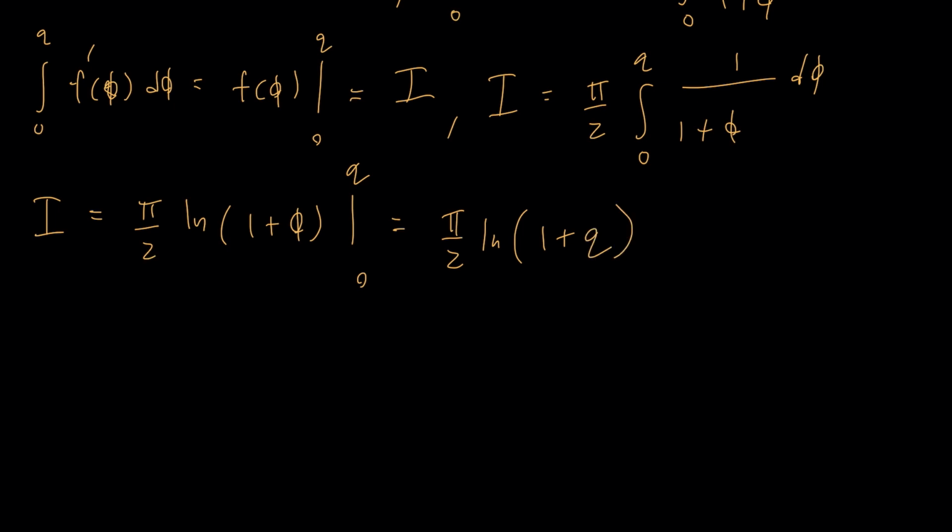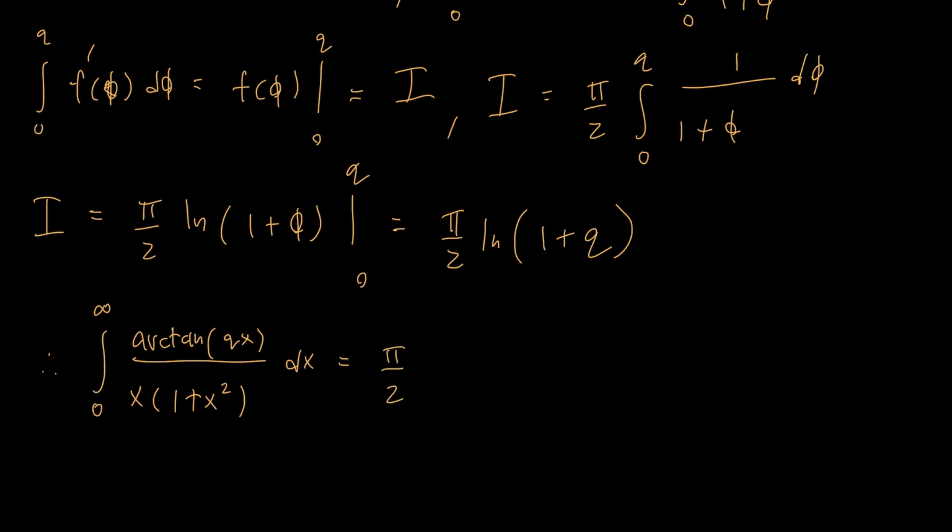So now we can say that, therefore, the integral from 0 to infinity of the arctangent of qx divided by x times (1 plus x squared) dx is equal to pi over 2 times the natural log of q plus 1, with the condition that q plus 1 has to be greater than 0. And so that is the final result.